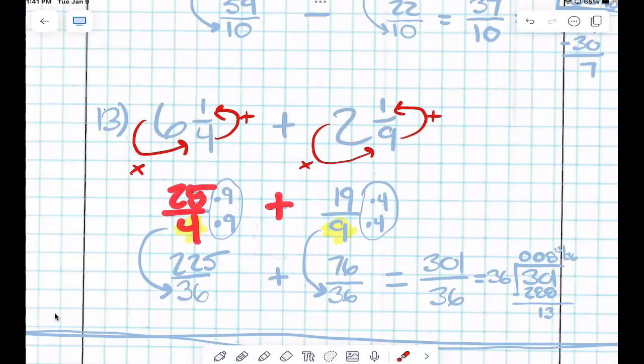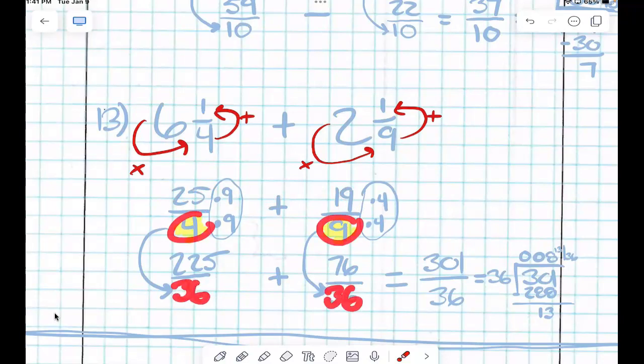So once we did around the world, we got 25 over 4. We dropped our plus sign, right? Yep. And we got 19 over 9, right? Yes. After we have those improper fractions, what do we notice about our denominators? They're not the same. So what method are we going to use to get the same denominators? Bubble method.